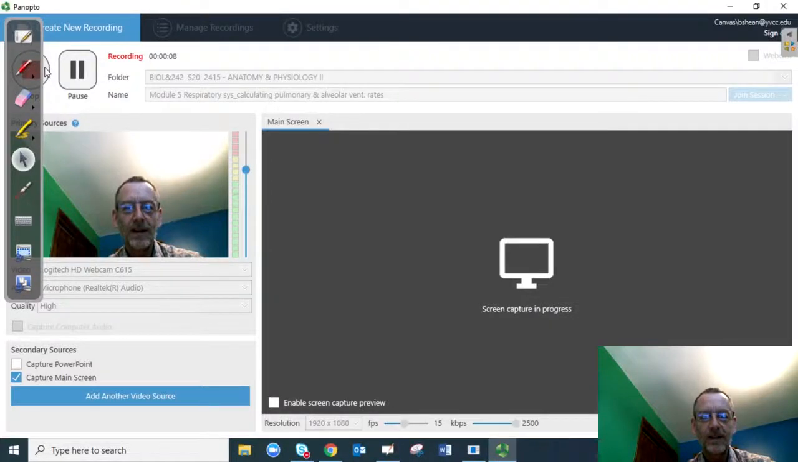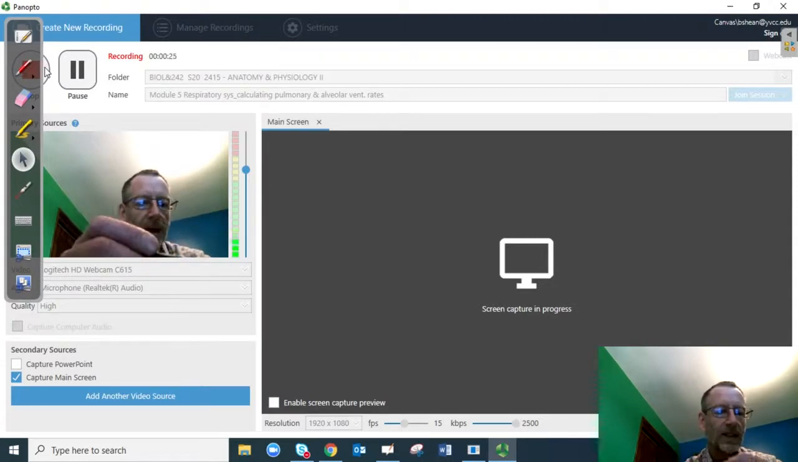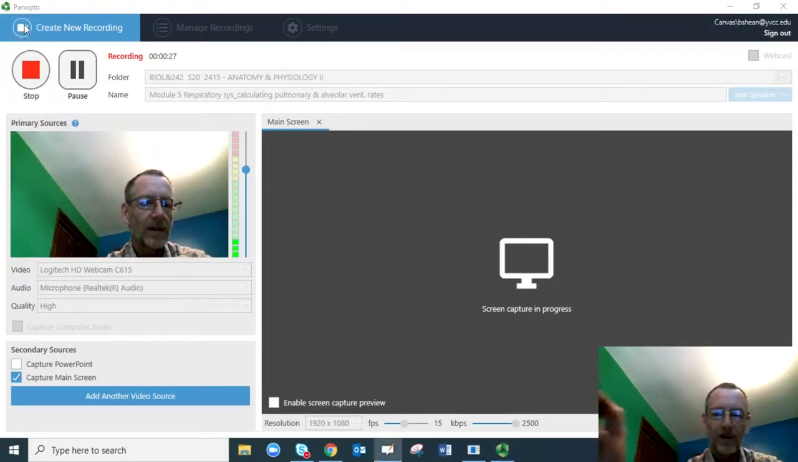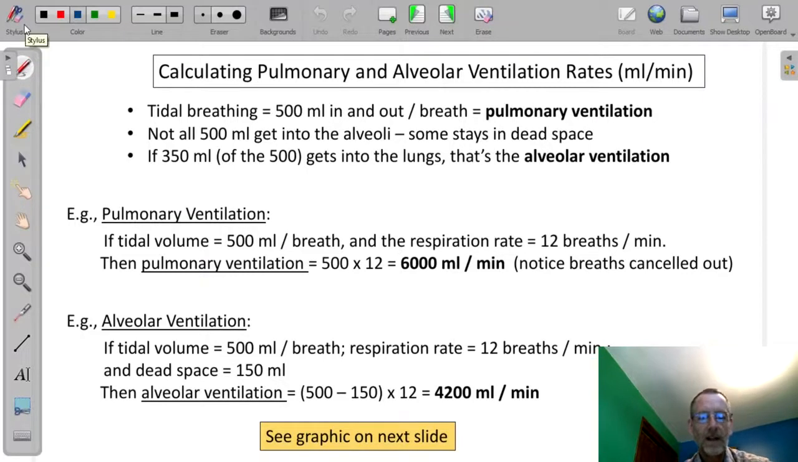Hi again. Let's do some simple calculation of pulmonary and alveolar ventilation rates. This is not complicated math. It's pretty straightforward. It's 2 slides, but I would like you to be able to do these simple calculations. So, first slide, calculating pulmonary and alveolar ventilation rates. And this will be in mils per minute.